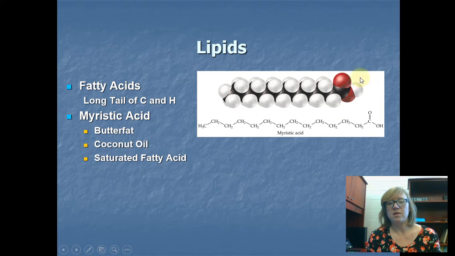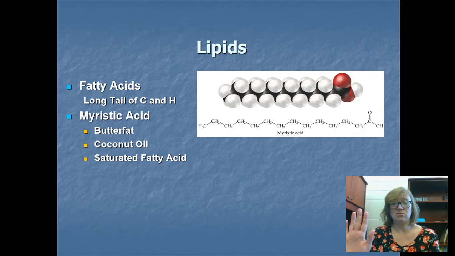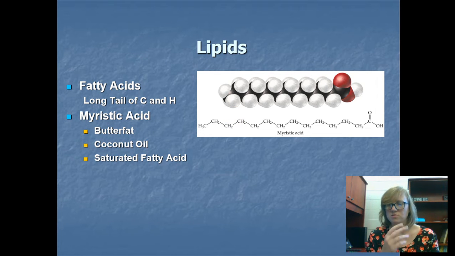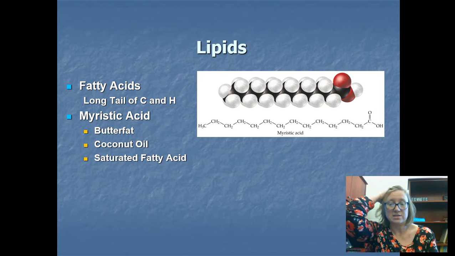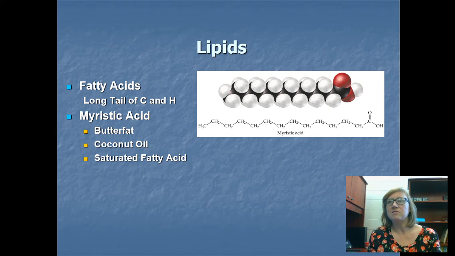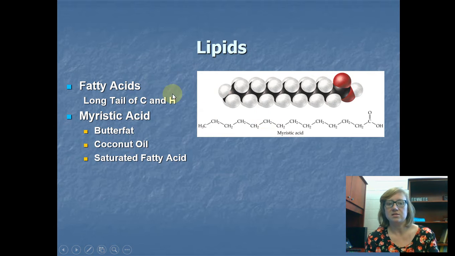So here's an example of a lipid, a fatty acid. It's a little bit like a carb in that it can form this long chain or long tail. The red dots here are oxygen, the black are carbon, and the white are hydrogen. So this is a long tail of carbon and hydrogen, and they are nonpolar, which means they don't mix with water, which is why, remember, oil and water don't mix. They literally don't, and it's because of the chemical structure that they don't mix.